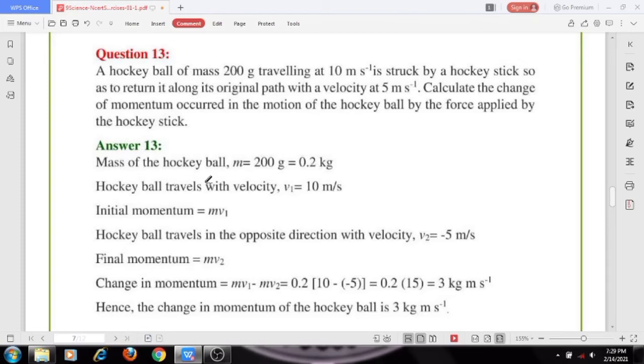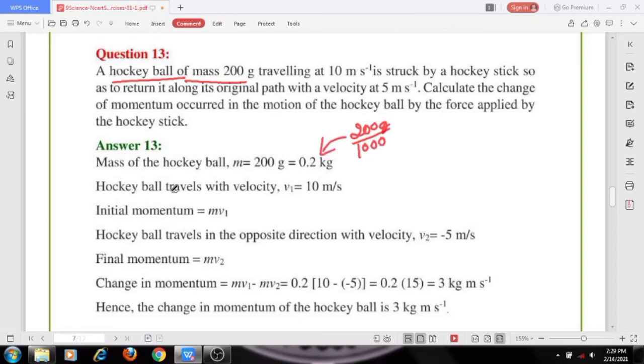So first we will write the given data here. What they have given: mass of the hockey ball, how much? That is 200 grams. So if we convert into kg, we will get 0.2 kg. Now one more question, how will you convert 200 grams into kg? Keep it in mind, we know that 1 kg is equal to how many grams? That is 1000 gram. So if you divide the given grams by 1000, you will get kg, that is 200 grams divided by 1000. It will give you the value in terms of kg.